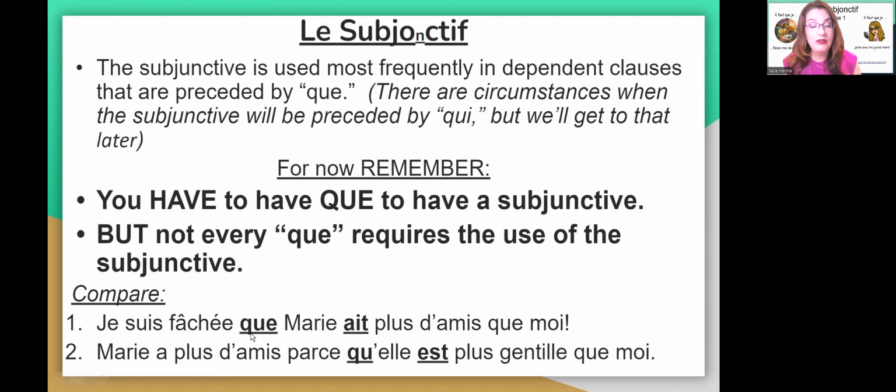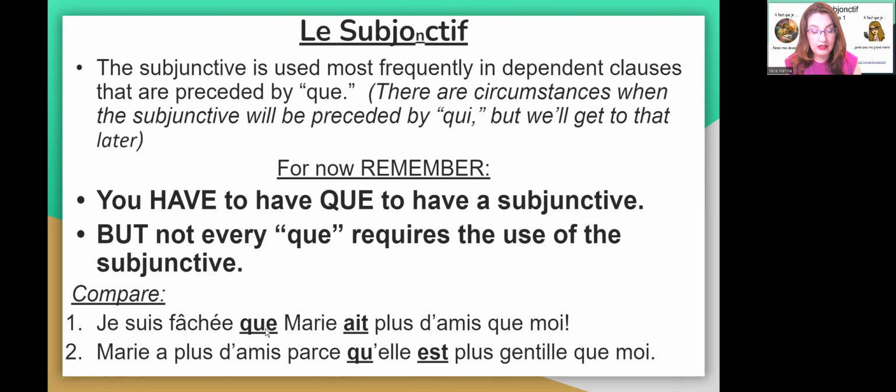Compare. Je suis fâché que Marie ait plus d'amis que moi. I am angry that Mary has more friends than me. So has here, it's the verb avoir in the subjunctive form. Je suis fâché. So here we have emotions, right? Sentence 2, Marie a plus d'amis parce qu'elle est plus gentille que moi. Marie has more friends because she is nicer than me.